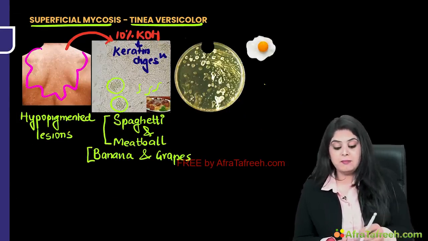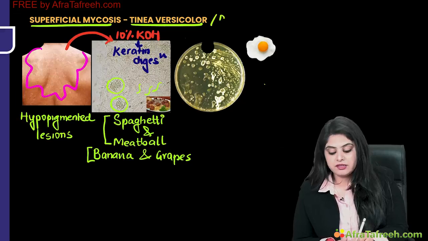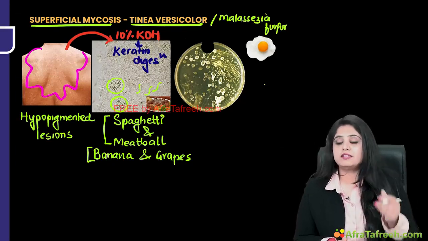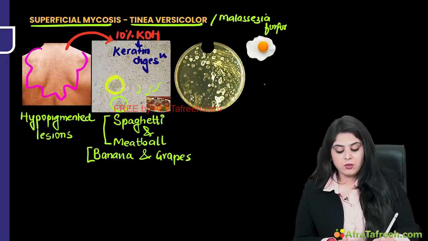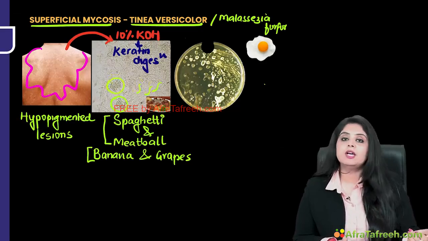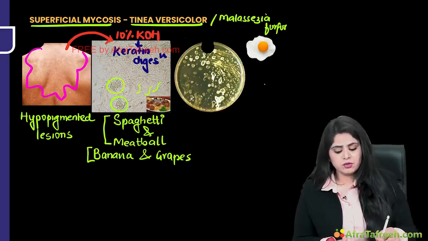Why? Because if you remember, Tinea versicolor is nothing but Malassezia furfur, isn't it? So when you're talking about Malassezia furfur, was it a yeast-like organism? Yes, it had the round form also, and it had the pseudohyphae also. So it shows you spaghetti and meatball or the banana and grapes appearance. So much food.